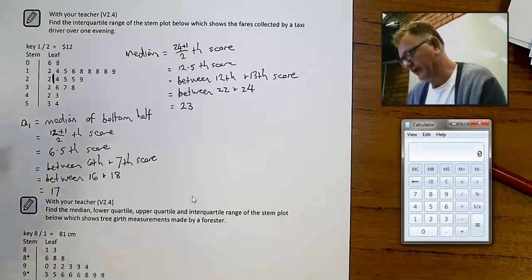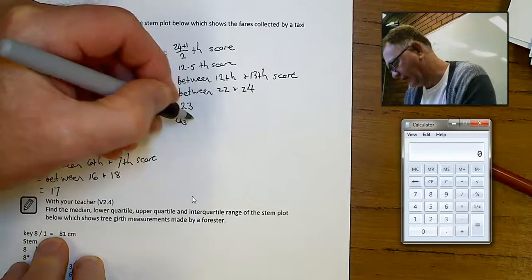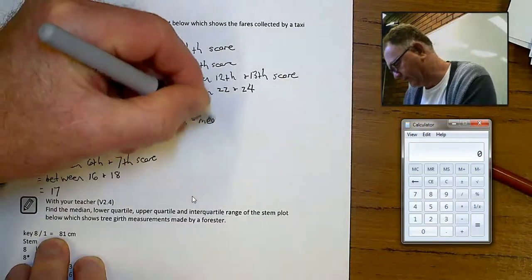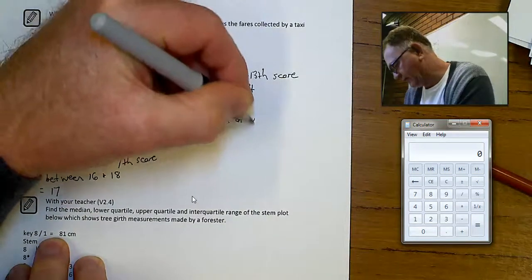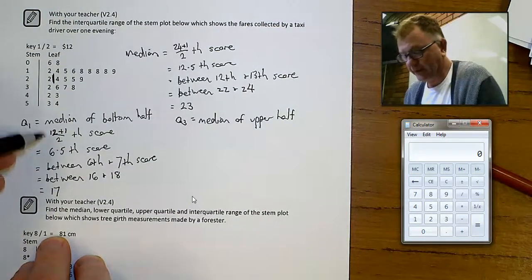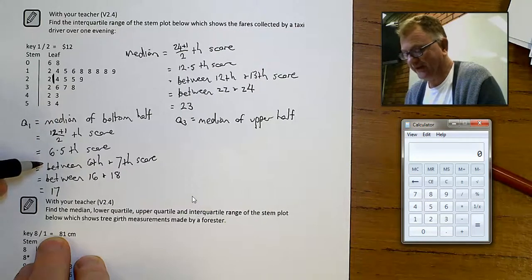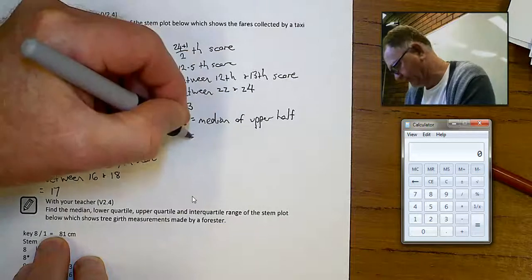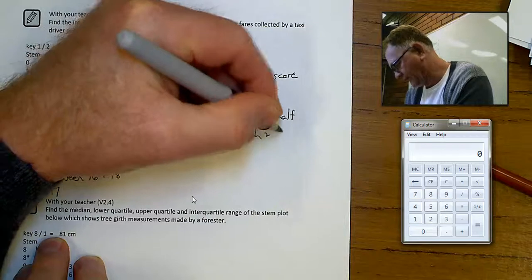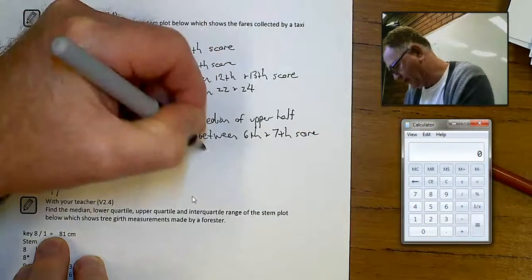And the upper quartile is easy to find. I'm using the symbol Q3 for upper quartile. You can also use UQ if you like. The upper quartile is the median of the upper half. Now we've already worked out there's 12 scores in this half as well, so the halves are equal, so it's going to be the 6.5th score, or between the 6th and 7th score in the upper half.